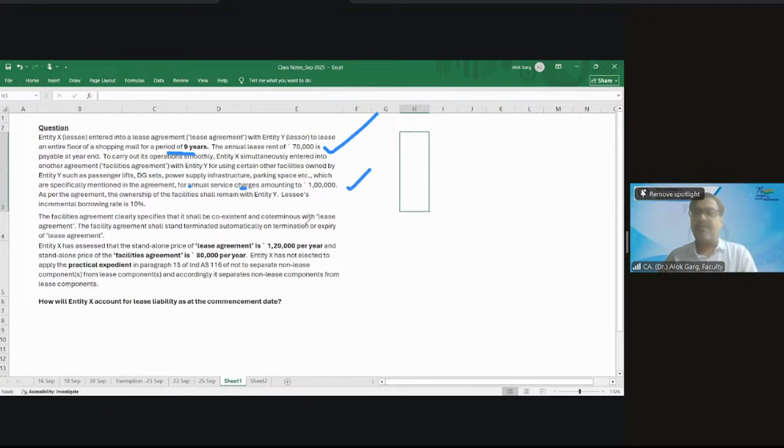However, the standalone values are 120 and 80. So what is the total value as per the standalone price? 2 lakh. And what is the total consideration this entity is paying? The lessee is paying 1,70,000. So for 2 lakh rupees of market value, standalone value, the lessee is paying 170. At first glance, what is the meaning of this? For 2 lakh market value, you are paying 170. What is the meaning of this? So we have to allocate.